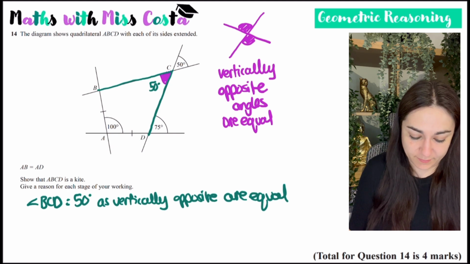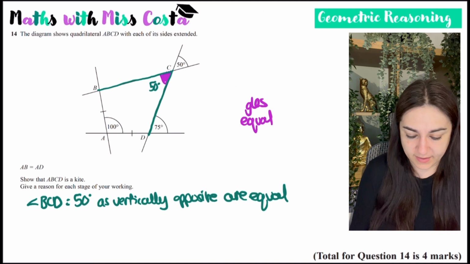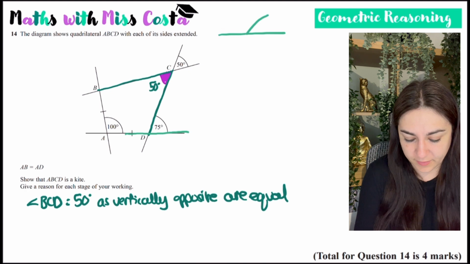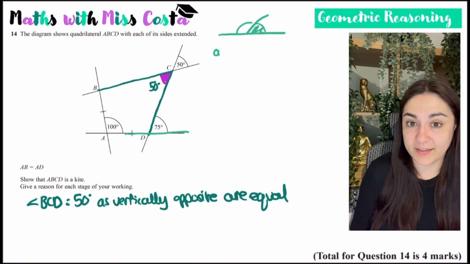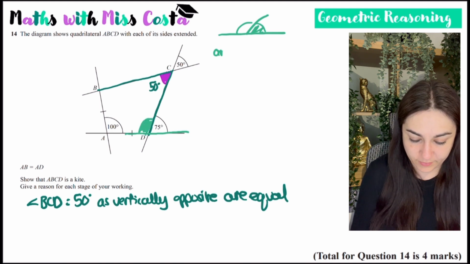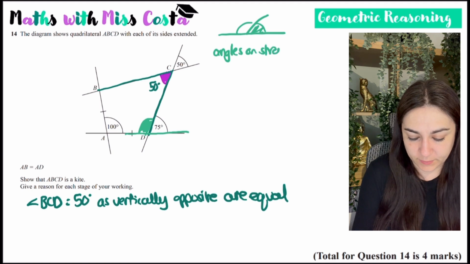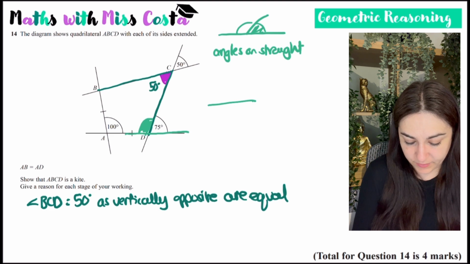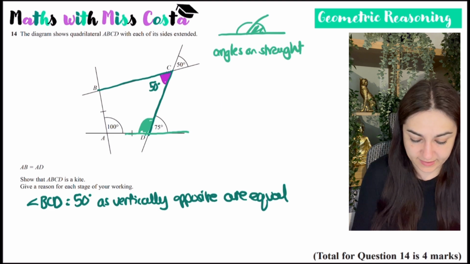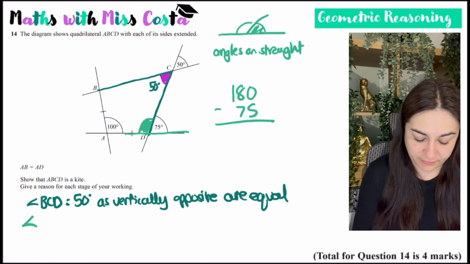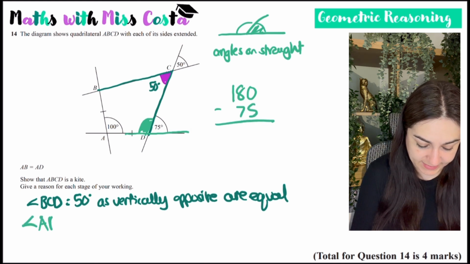So now I know that's 50 degrees because of that reason. Then I can look over here and I know that this is a straight line, and hopefully you know that angles on a straight line sum to 180 degrees. So what I can do is figure out what this angle here is. Angles on a straight line sum to 180, so I'm going to do 180 take away 75 to figure out what angle ADC is.